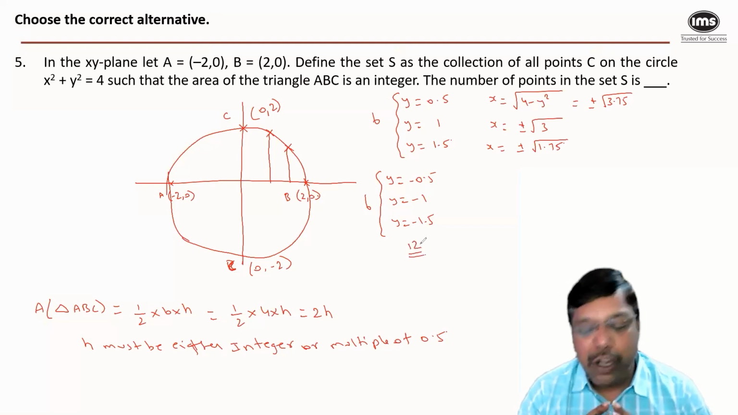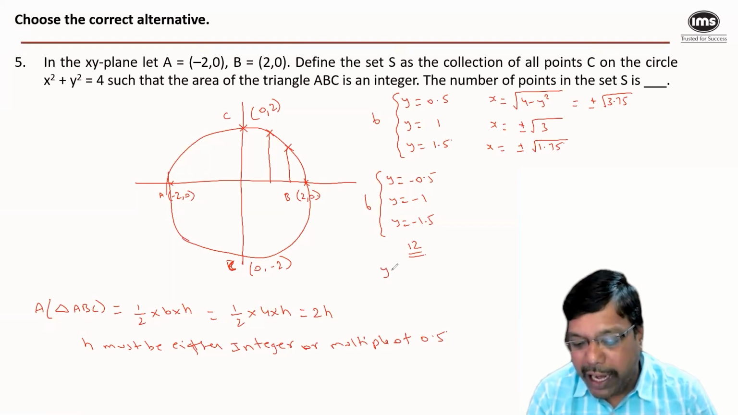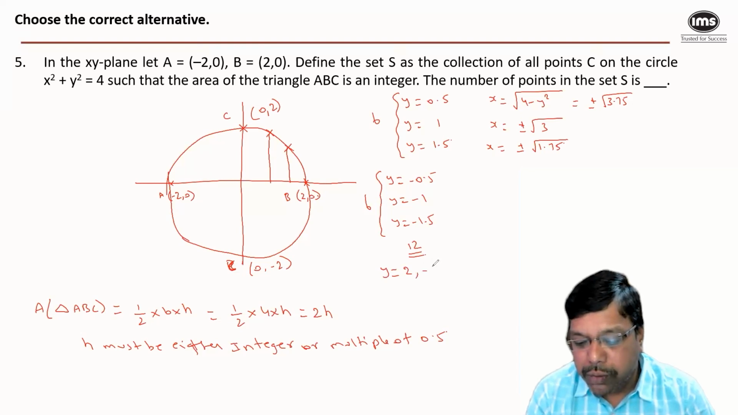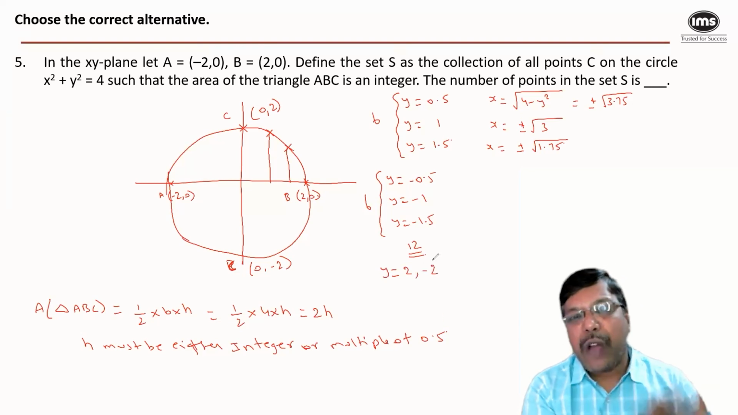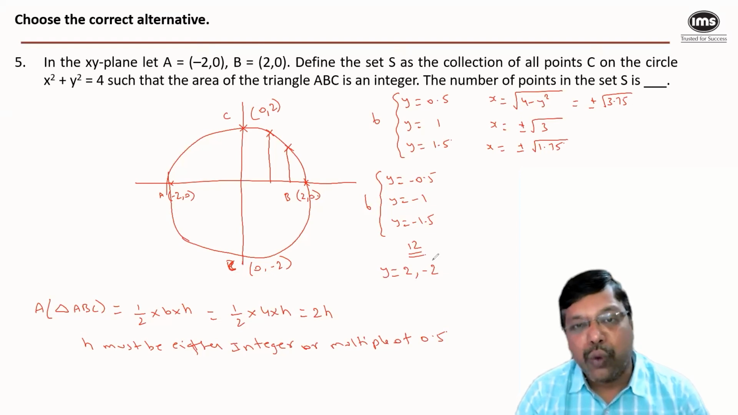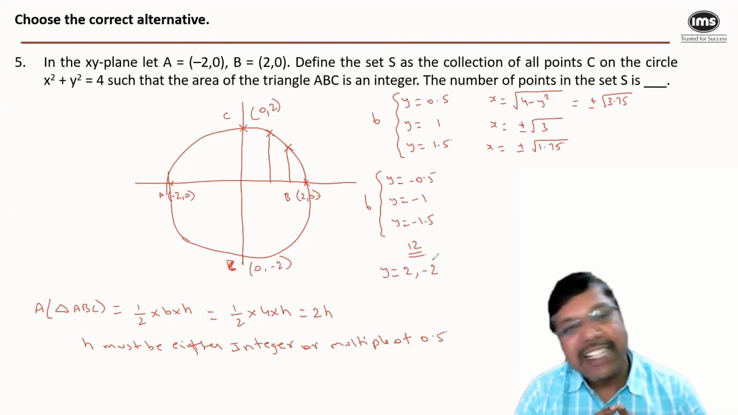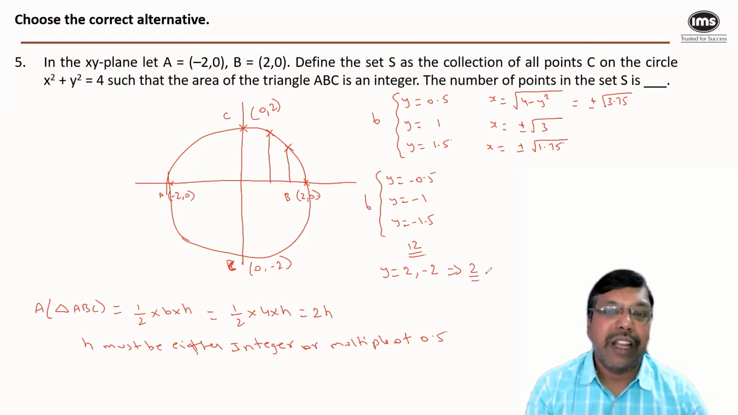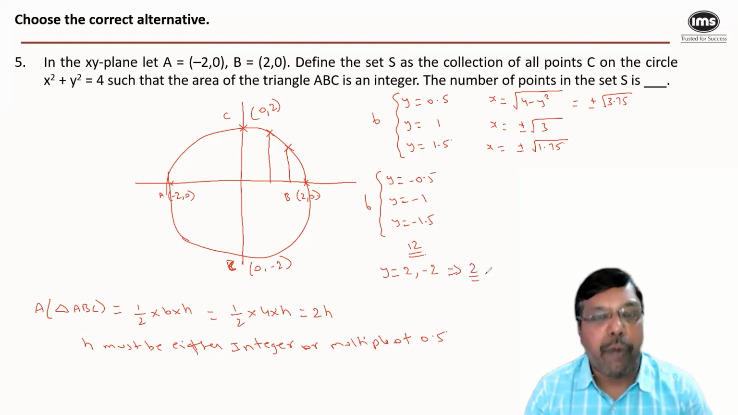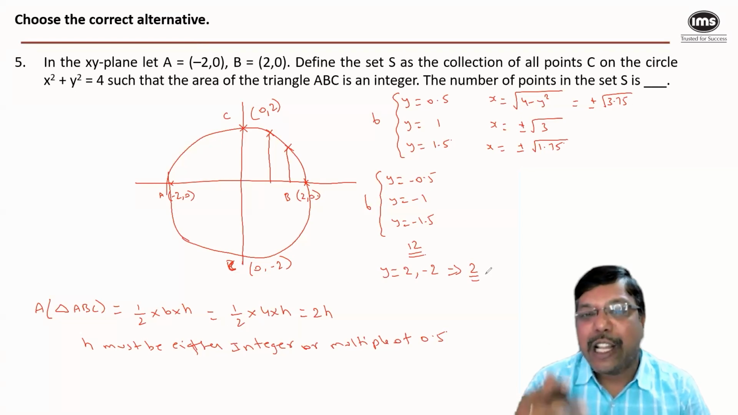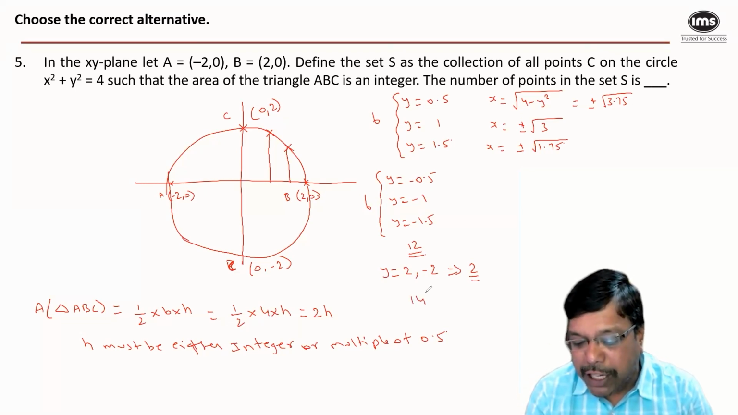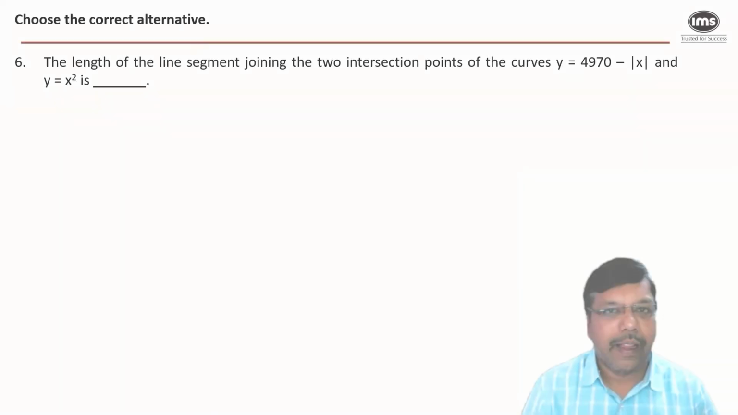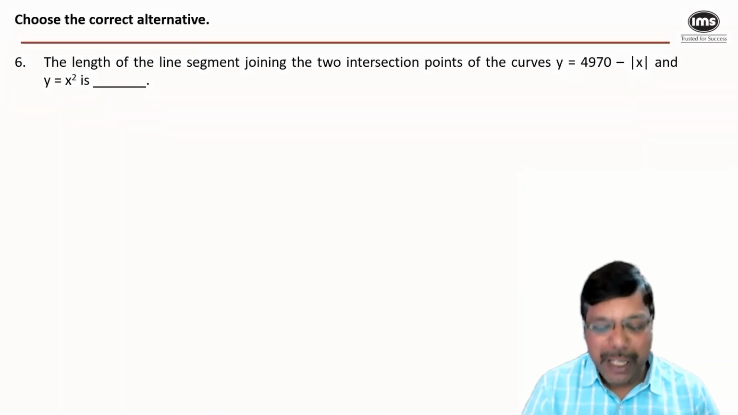Now, the last value that we can take is y is equal to 2 or minus 2. If I consider y is equal to 2 or minus 2, in both the cases, x is 0. So this gives us 2 more points. Hence, the total number of points in the set S that we are looking for, which satisfies all the conditions given, is 14. Now let's look at the sixth question.